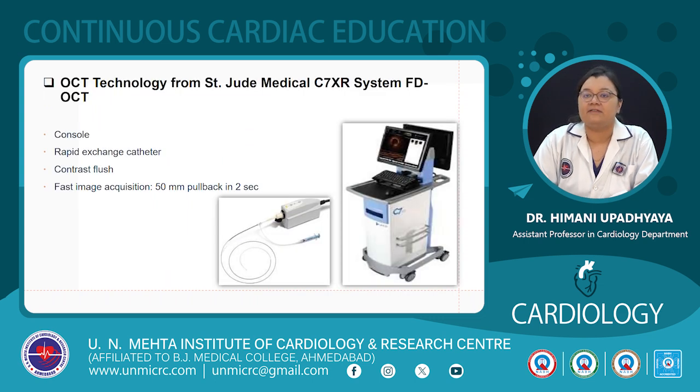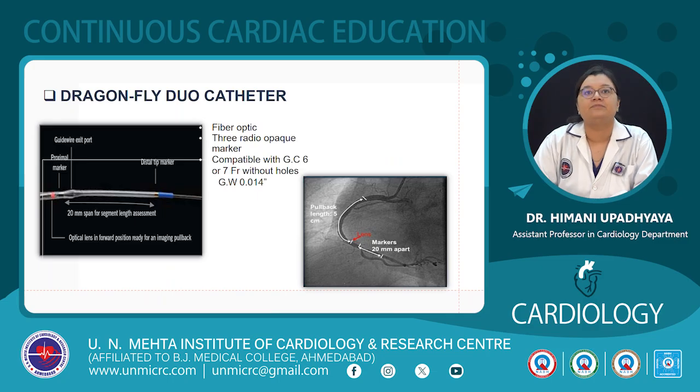There is a picture showing the OCT console and rapid exchange catheter with contrast flush. As we can see in the image, the Dragonfly Duo catheter has 3 radio-opaque markers: a distal tip marker, a proximal marker and the lens. There are 2 markers 20 mm apart for segmental length assessment, and there is a pullback length of 50 mm.